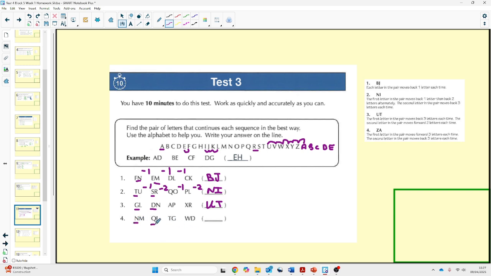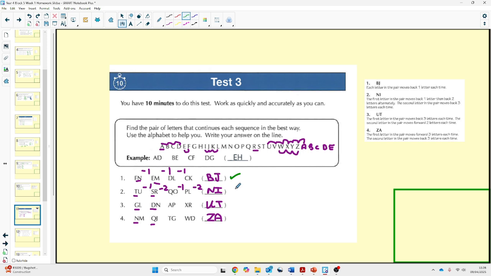N to Q, we've got to go forwards 3. So Q to T is also forward 3. T to W, so W, forward 3. 1, 2, 3. We get to the last letter of the alphabet and we get Z. Then we're going to do M to J, and we're going to go backwards 3. J to G, backwards 3. G to D, backward 3. And then we go backward 3 from D. 1, 2, 3. We get to the first letter of the alphabet. So the answer is ZA.